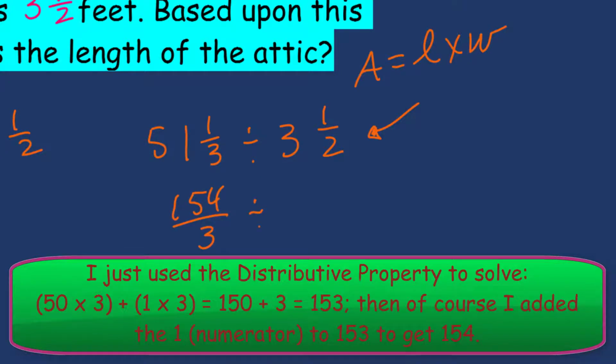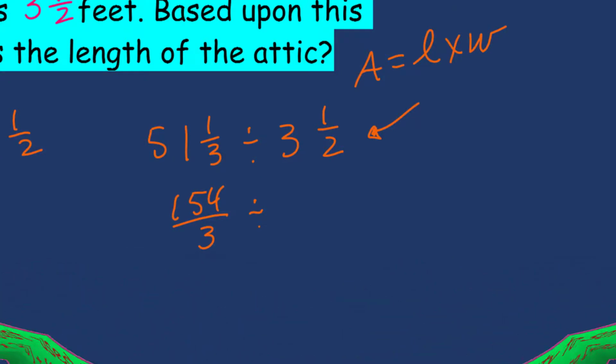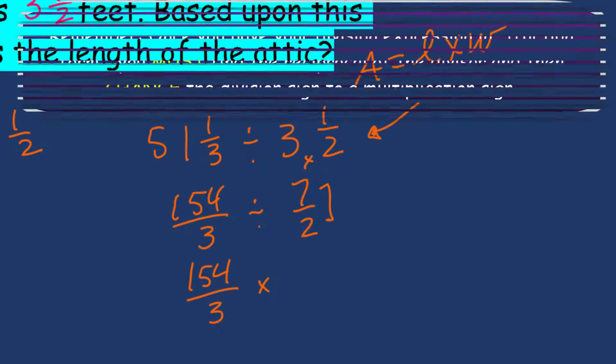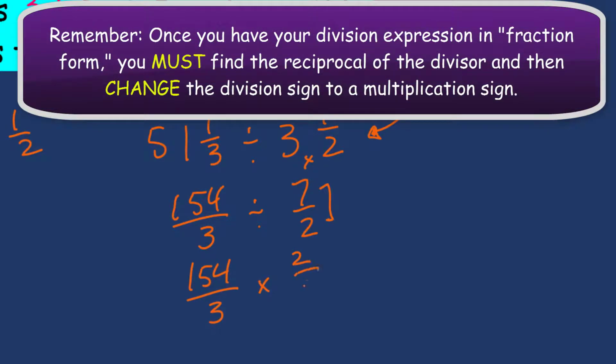Now we're going to divide that by, again, we're going to change this one, and we're going to have 7 halves, because 3 times 2, and then you add on your 1, you end up with 7 halves. Well, now we can go ahead and get that reciprocal of the divisor, which in this case is going to be 2/7, right? Because we end up flipping these two because it is the inverse. It's doing the opposite. So we're going to put 154 divided by 3. Now we can change our sign to times 2 over 7.